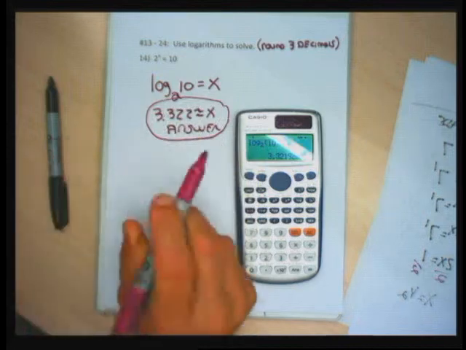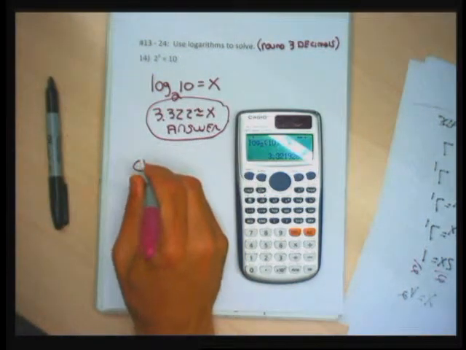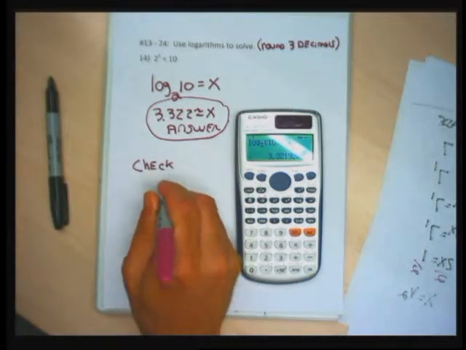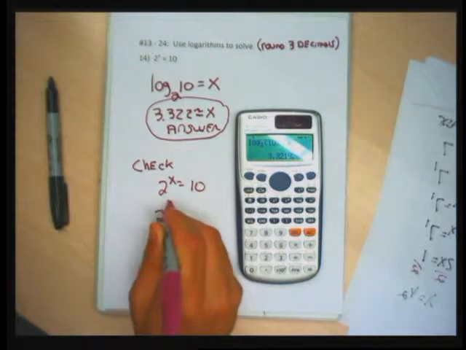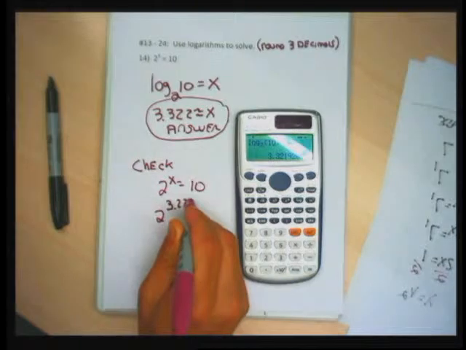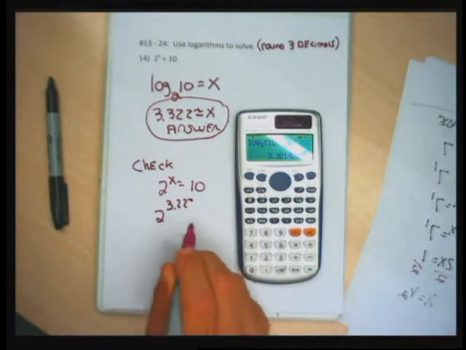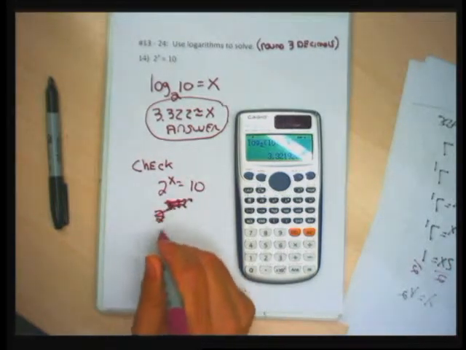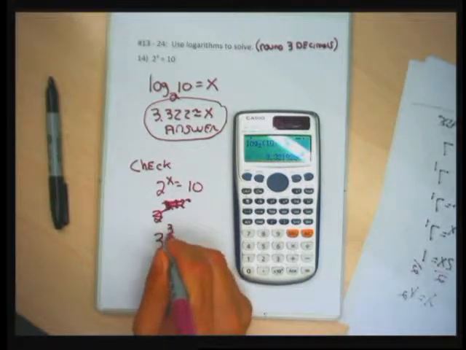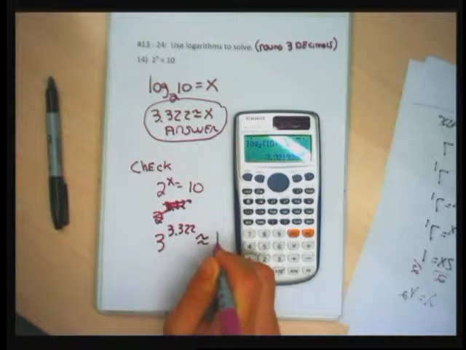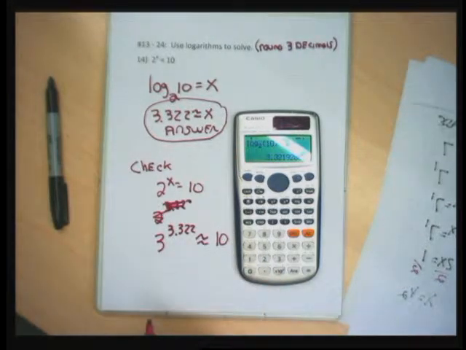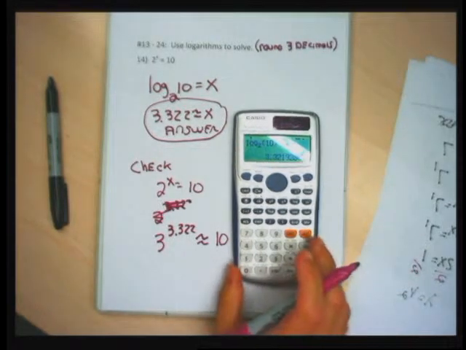And now I'm going to check. So the original problem says 2 to the x equals 10. I want 2 to the 3.322 to be approximately 10. It's a rounded answer. I don't expect it to be exactly 10, but it should be close.